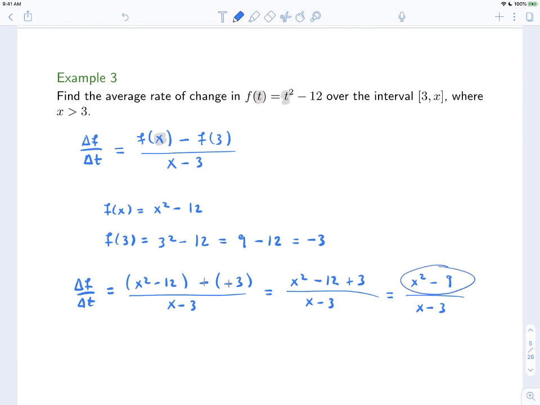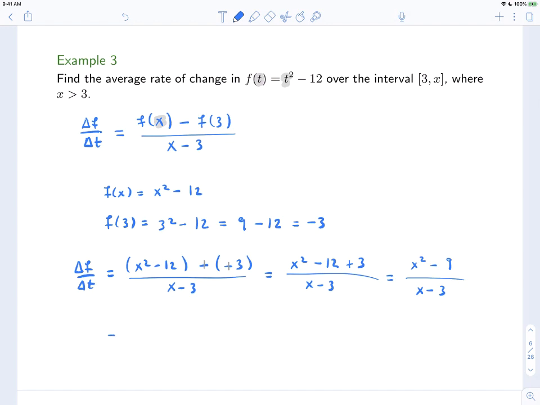Now this numerator is the difference of squares, so this one's actually pretty easy to factor. So this one is x minus 3 times x plus 3. And notice in the denominator we also have an x minus 3. So that means we can simplify this. The x minus 3's cancel, and we're just left with x plus 3. And that's our rate of change from 3 to x.